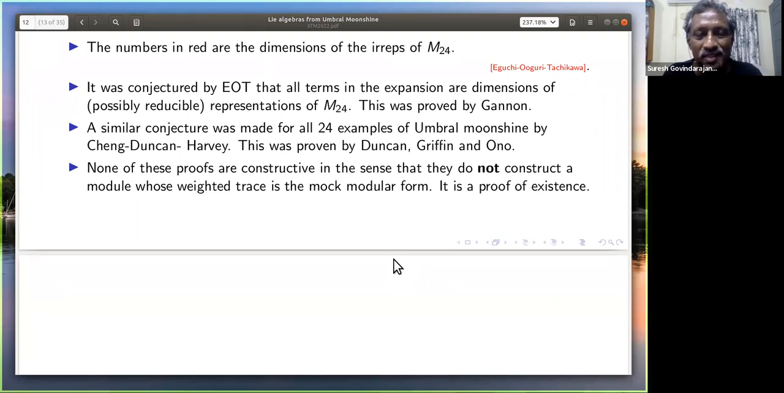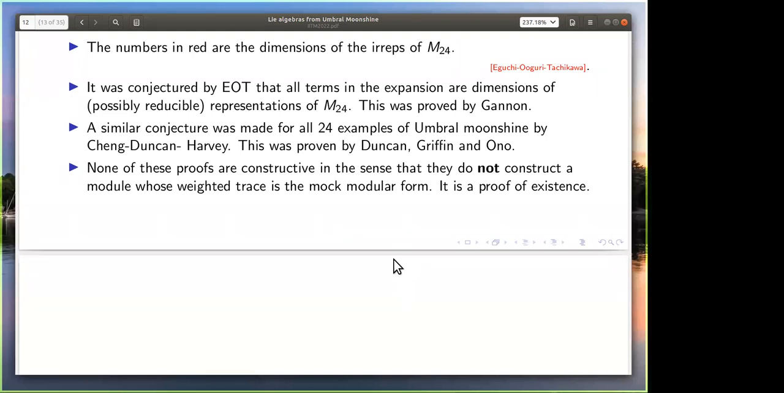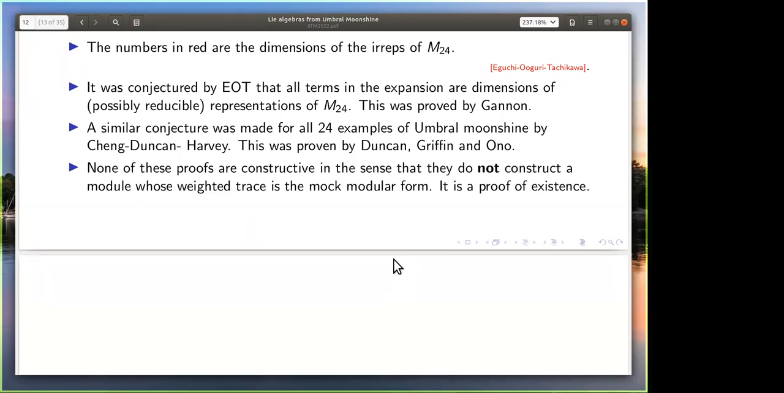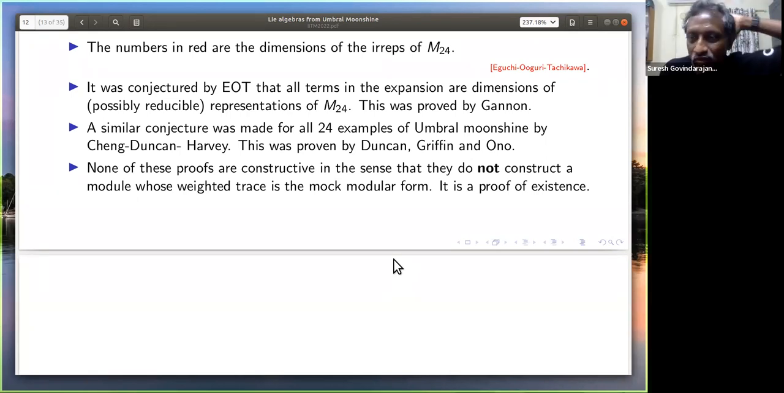What this says is there exists a mythical module, okay? On which if you do the traces, you will get this object. That's all. Okay, but it's not known what that is. Yeah, we don't know how to. It doesn't appear naturally anywhere. I see. And it's not known for any of the Mock modular forms? Yeah. Even for Mathieu Moonshine.